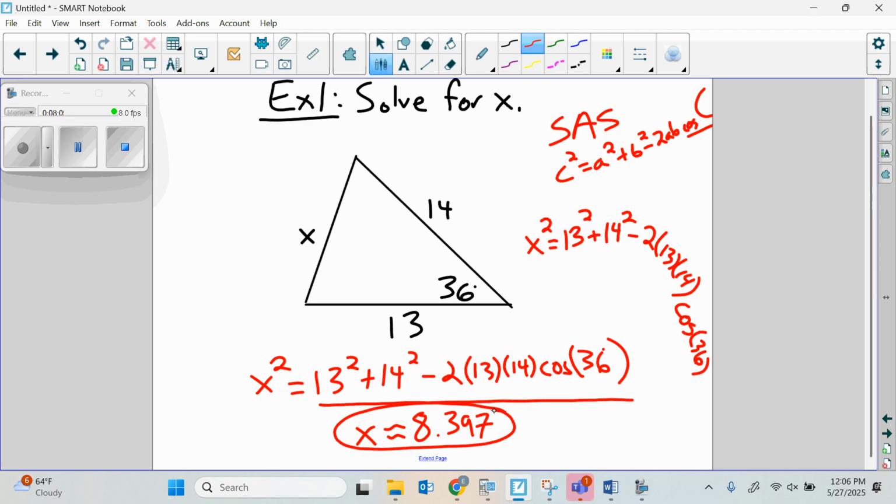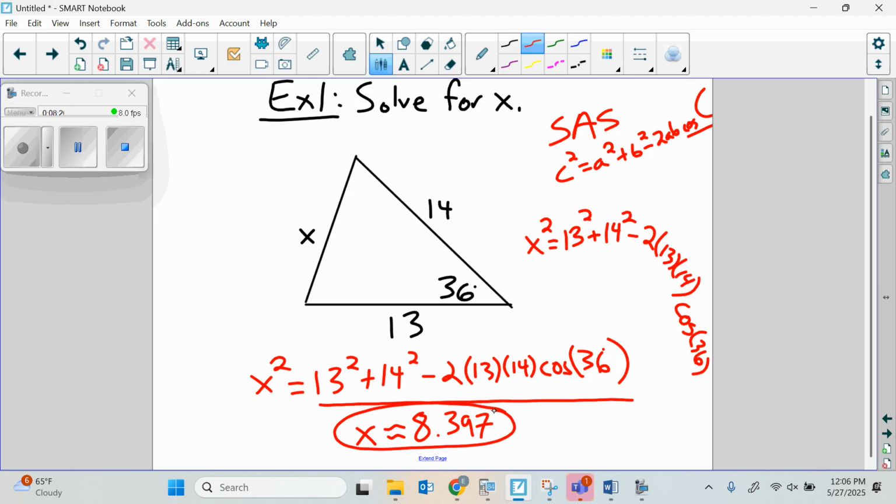Okay. So I used the SAS form of law of cosines to solve for a missing side, my missing third side, in the SAS form. As a reminder, when we tried to use law of sines on this, it didn't work. Okay? Good. Let's look at example 2.